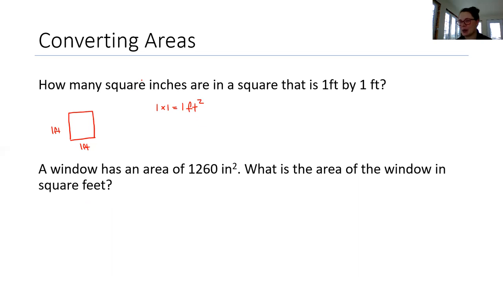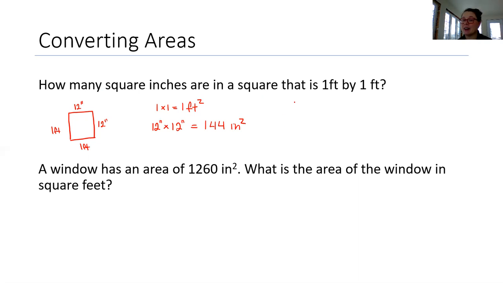Now, but it didn't ask for that. It asked me how many square inches are in a square that's 1 foot by 1 foot, or 1 square foot. So let's do a conversion. 1 foot is the same as 12 inches, and 12 inches here. Well, we could calculate this same square. We could calculate the area using inches instead. We can say 12 inches times 12 inches gives me 144 inches squared.